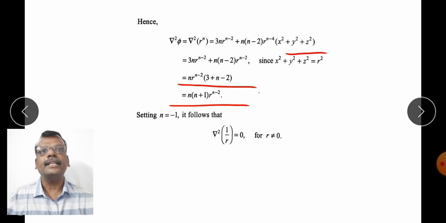Now setting n is equal to minus 1 in the above result, we have del square of 1 by r is equal to n into (n plus 1), and n equal to minus 1 means minus 1 plus 1 is equal to 0. Therefore this value is equal to 0 if r is not equal to 0.